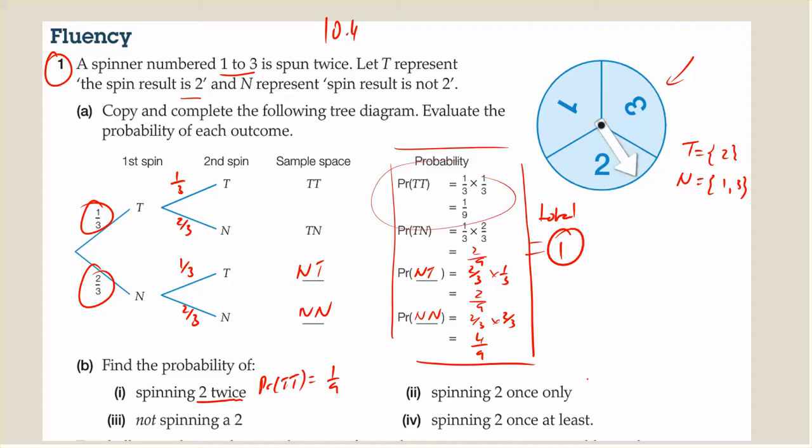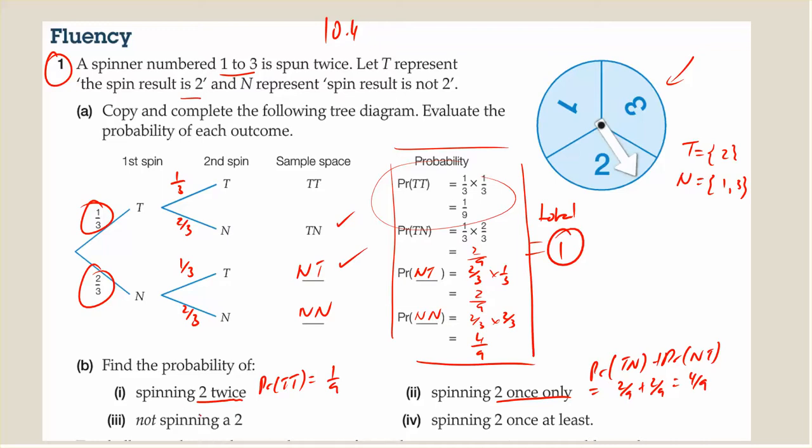The probability of spinning 2 once only. Okay, in the sample space, where have we spun 2 once only? Okay, so 1 T only. 1 T only here, 1 T only there. Okay, so it's the probability of TN plus the probability of NT. So we're adding 2 branch lines together because it satisfies that condition. So that equals 2/9 plus 2/9, which equals 4 over 9.